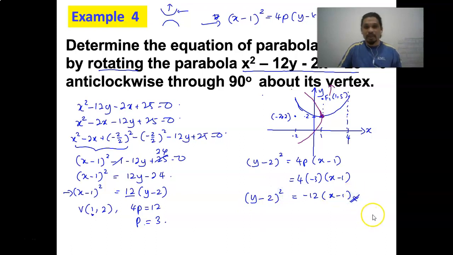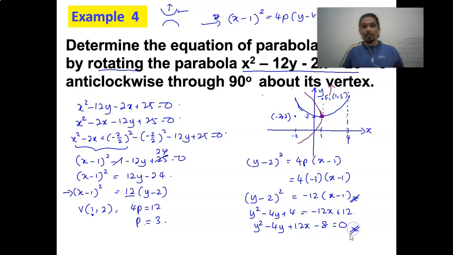Okay, this is more than enough. If you would like to finalize your answer in the general form, just expand it: y squared minus 4y plus 4 equals -12x plus 12. Then y squared minus 4y plus 12x plus 4 minus 12, which is minus 8, equals 0.